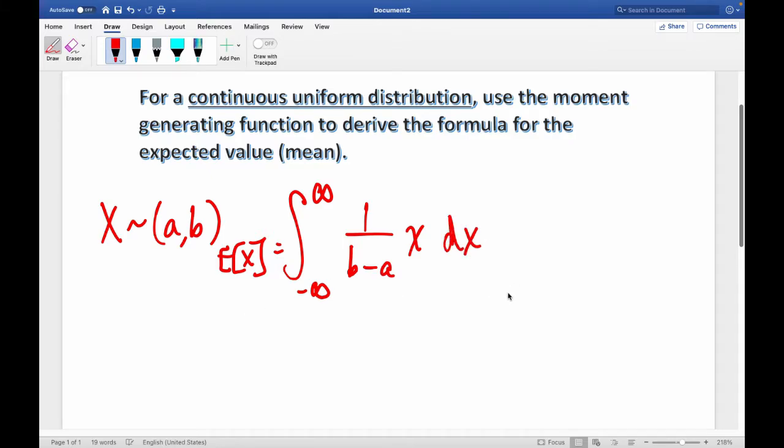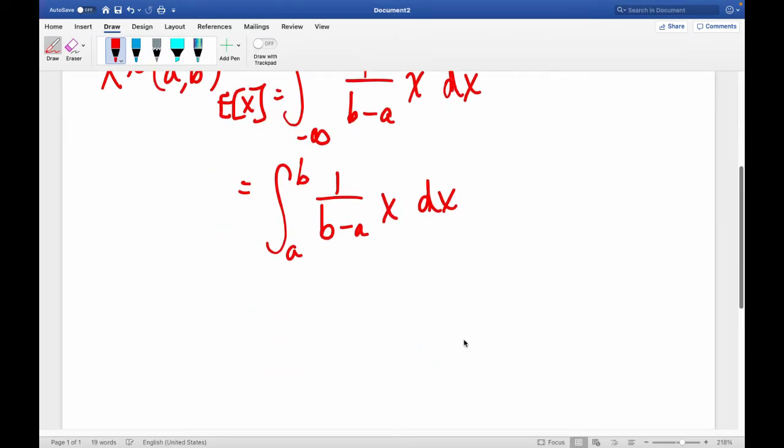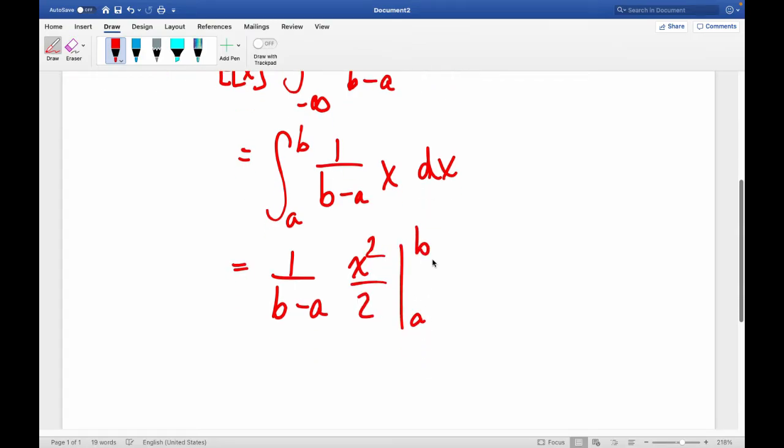So how does the story go? Well, the PDF is 0 unless we're in the interval a and b, right? So this is 0 unless we are integrating from a to b. This is pretty predictable, right? I can factor the constant out in front. The integral of x dx is just x squared over 2, evaluated from a to b.